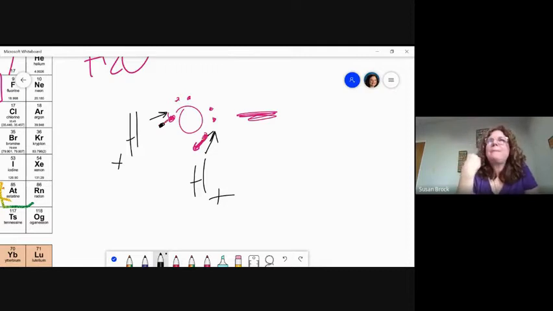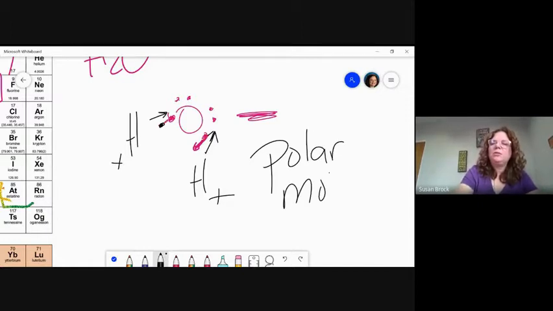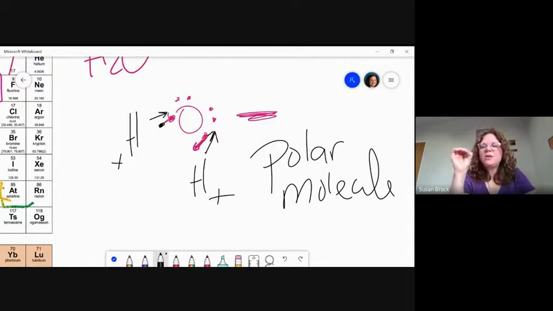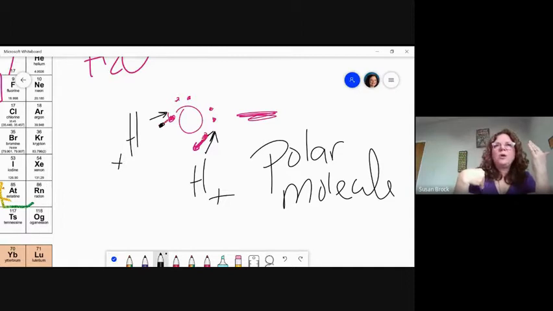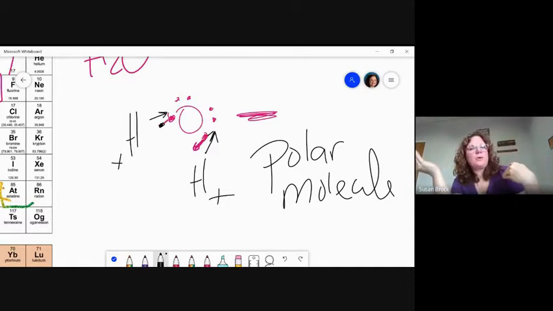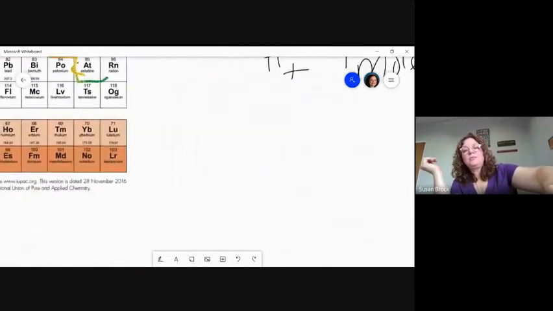So when we talk about a polar molecule, it means the charges around the molecule are kind of separated. So the molecule has one side that's more positive and the other side more negative. So this is what we call a polar molecule. And in your lab, you're going to figure out what things are polar and what things are non-polar. Okay? So let's talk about something that would be non-polar.